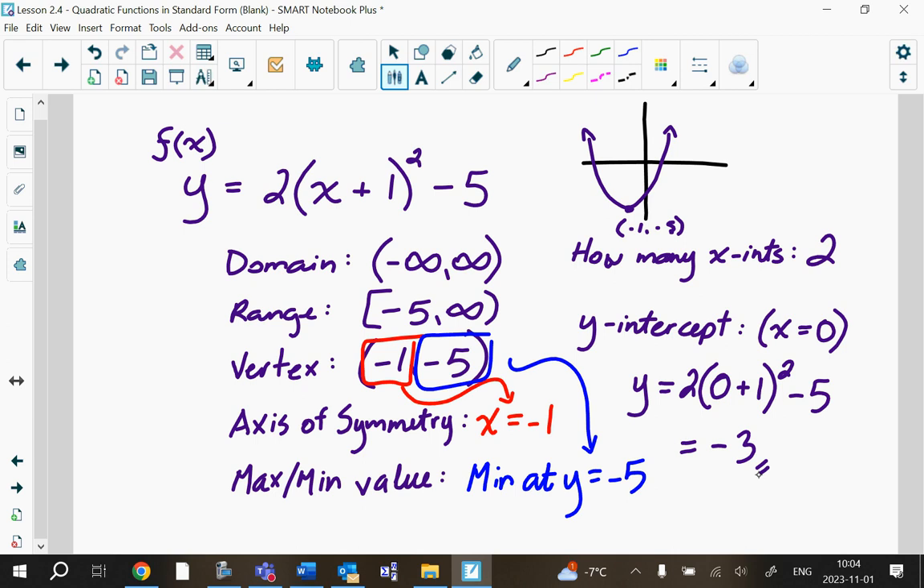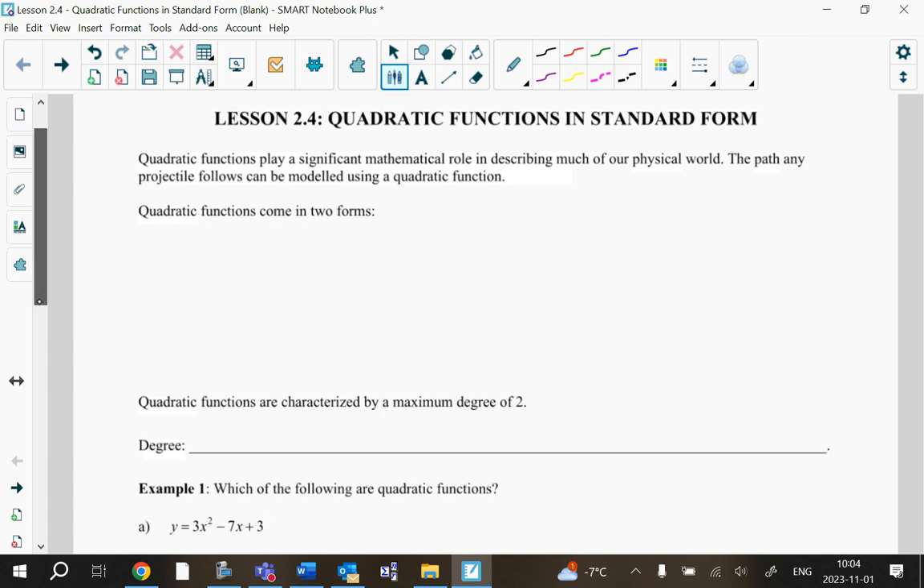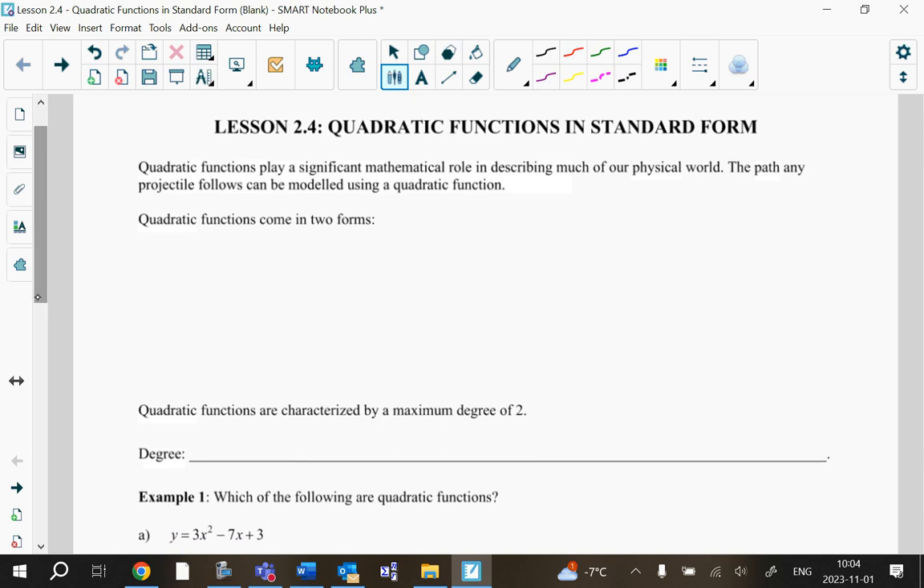So life's pretty easy when it's in vertex form. What if it's not? I know, you love it. Yes.